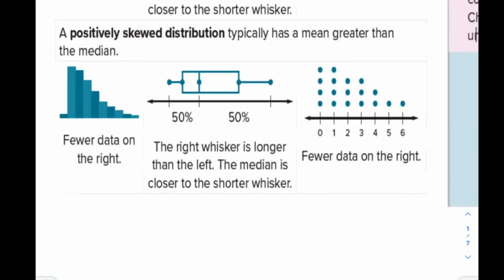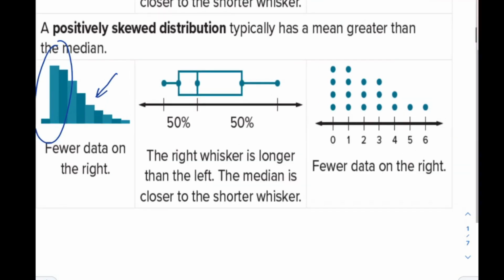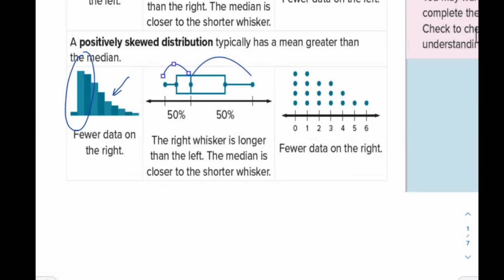For the positively skewed distribution, it is the opposite of the previous case. Fewer data will be to the right. The data is focused to the left. We will call it positively skewed. And in positively skewed, the right part is longer than the left part here. The right whisker is longer than the left side, and the median is closer to the shorter whisker.